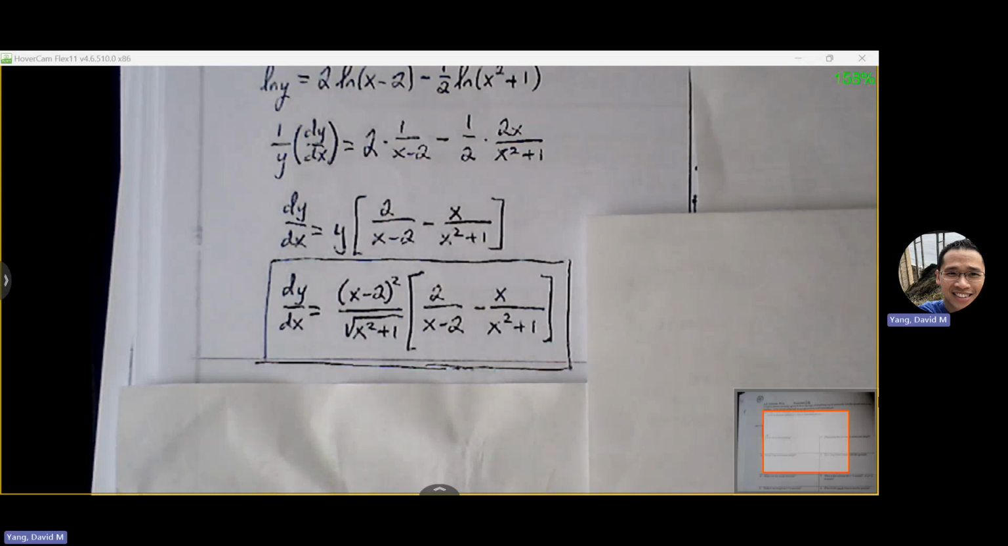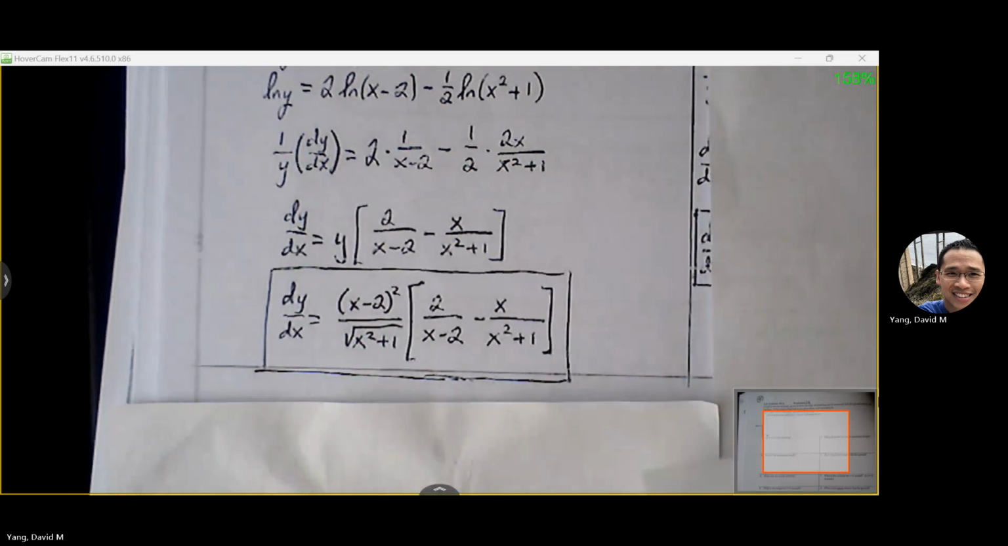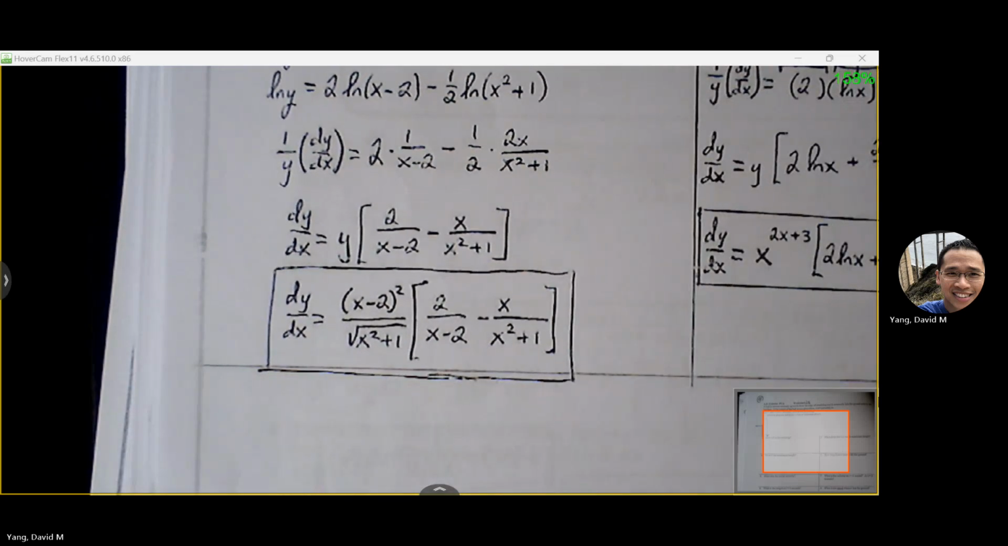So with log differentiation, as long as you have your derivative terms there, you don't have to worry about cleaning it up or finding a common denominator. It's just going to be a mess, and that's fine. Any questions?